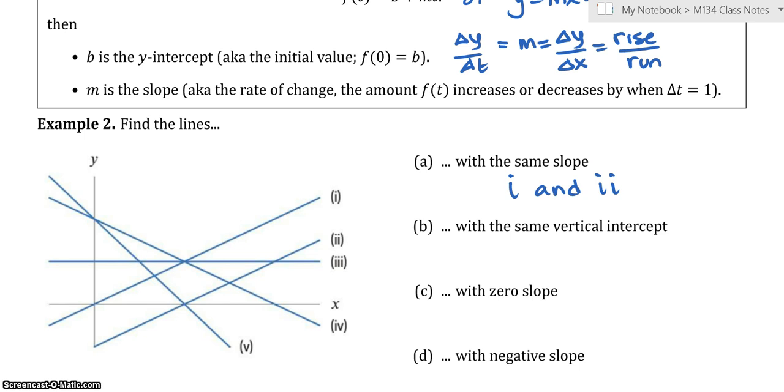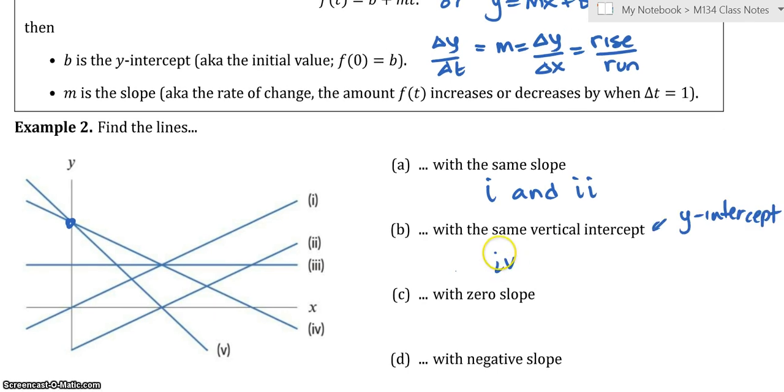Which one has the same vertical intercept? The same vertical intercept means the same y-intercept in this case, because the vertical axis is the y, and it would be those two. So it looks like it would be 5 and 4. We'll just put the y here. Y means y-intercept. We said the answer was 4 and 5.